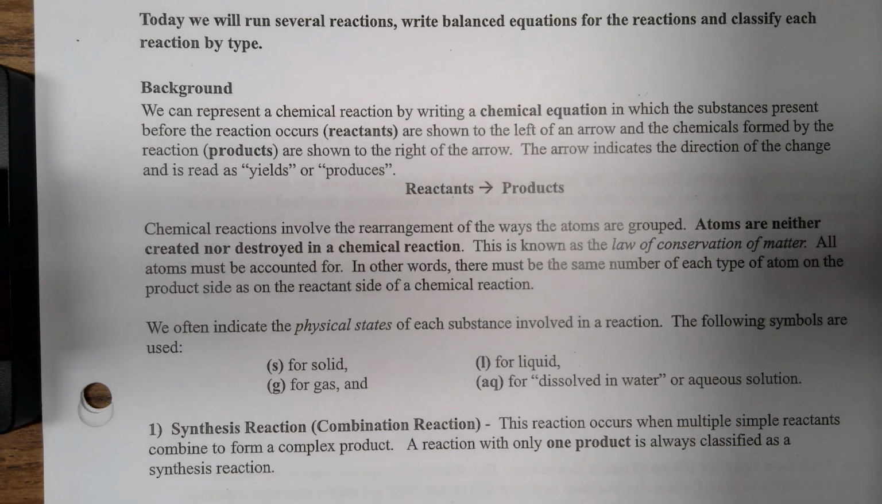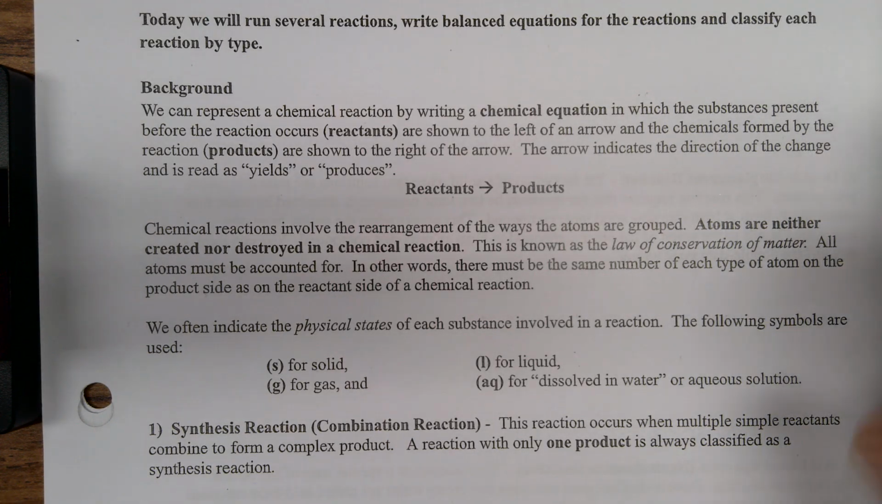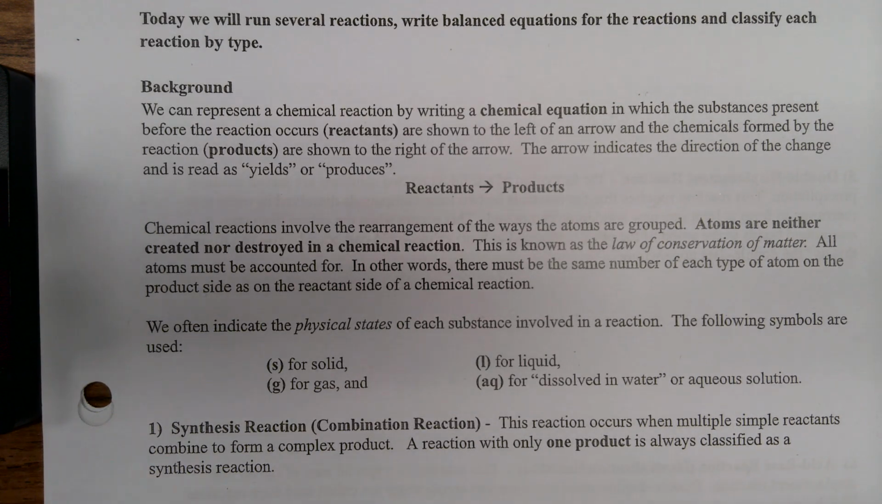What we're going to do is go through the 6 types of reactions that we've been talking about. We're going to create their skeletons that we're going to use so that when we see a reaction, we can identify it as one of the 6 reactions.